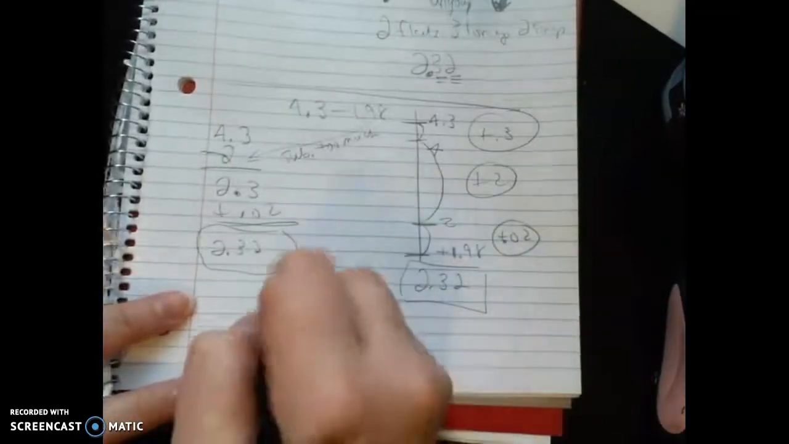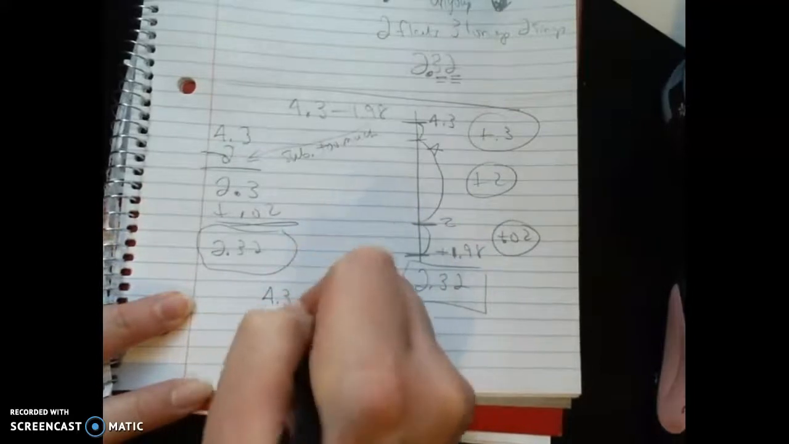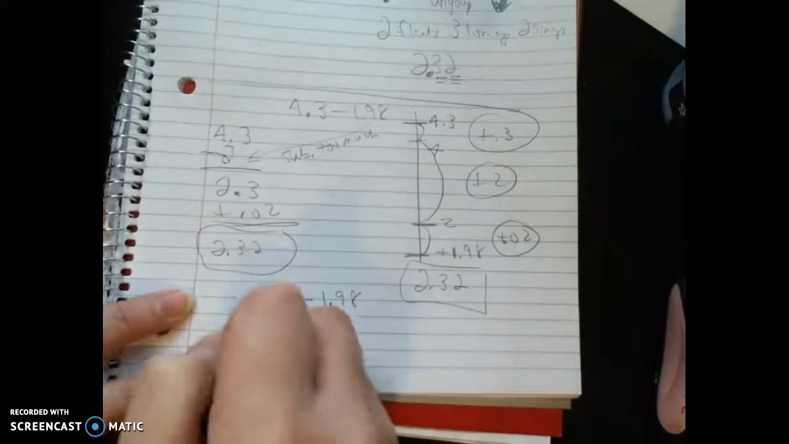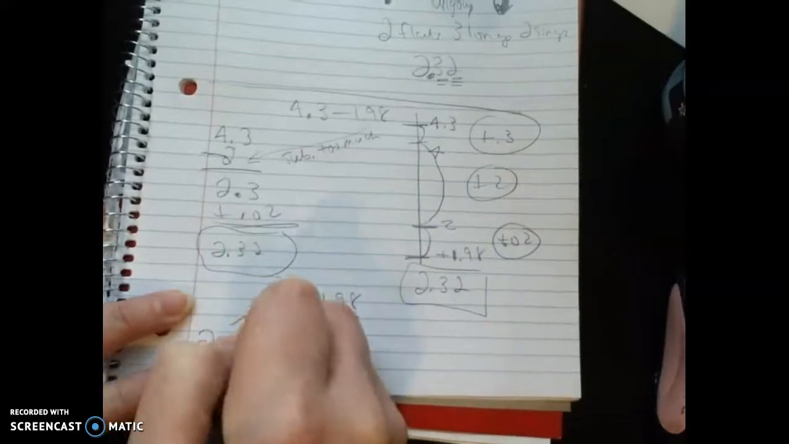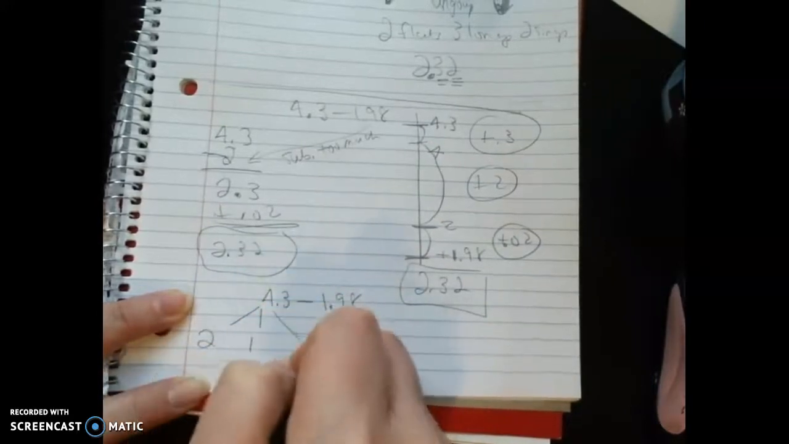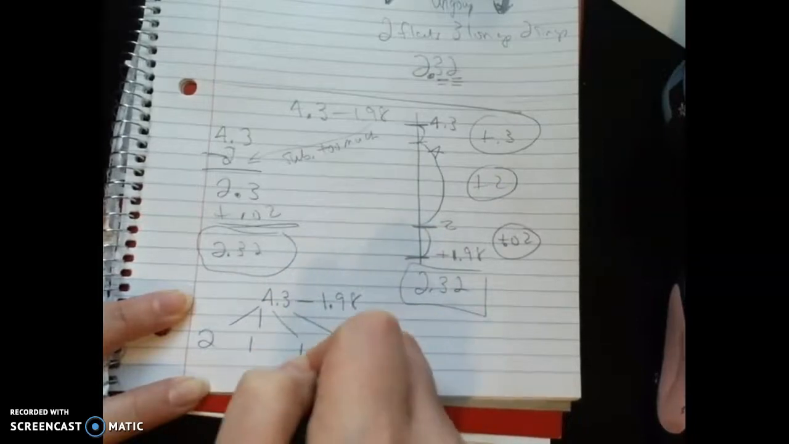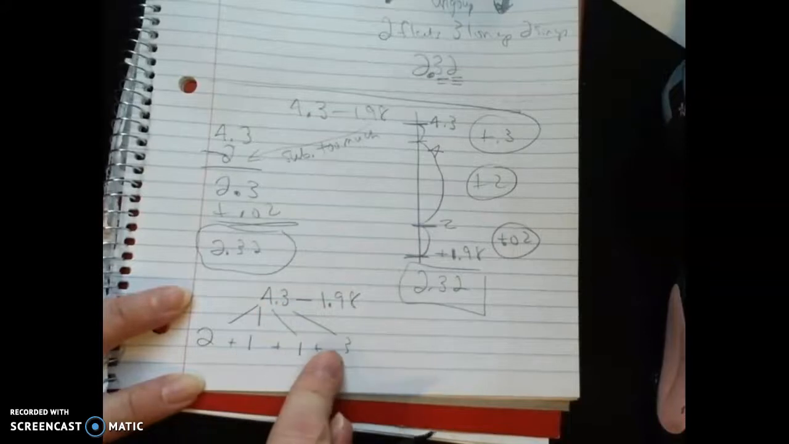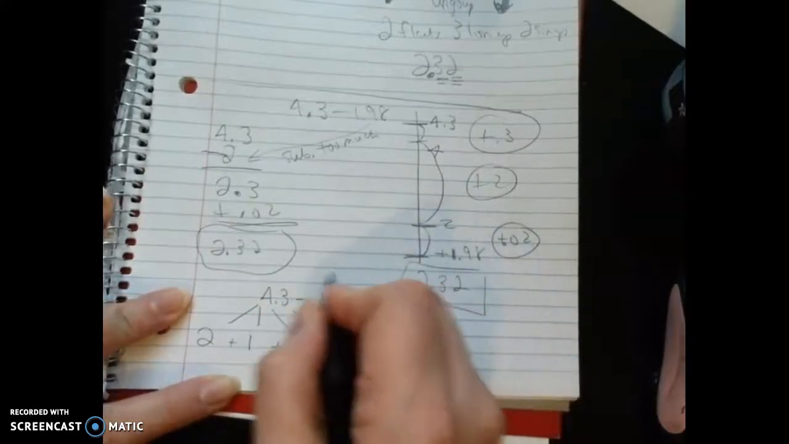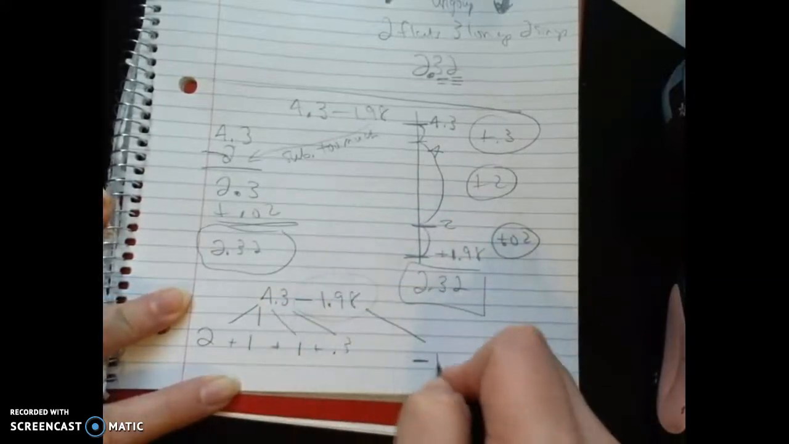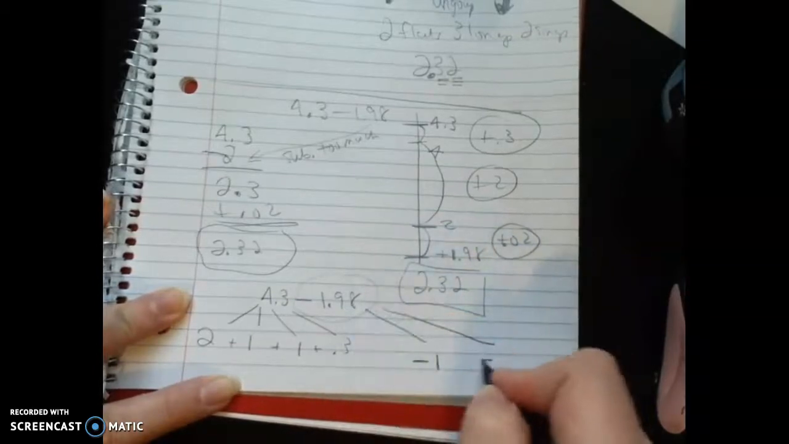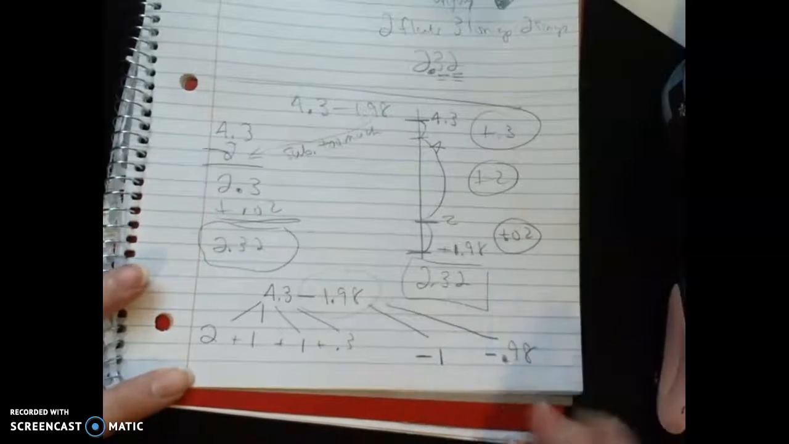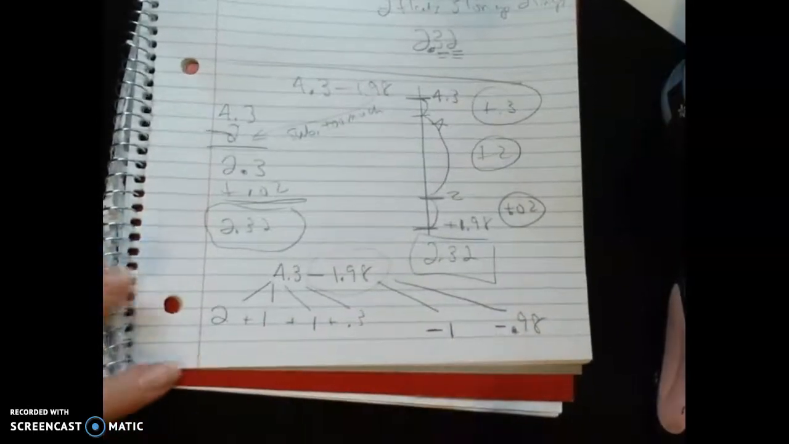Let's see, what else could I do? What about decomposition? Does that help at all? I don't know. Let's see if it does. Actually, I might decompose this into a 2, a 1, another 1, and a 0.3. Is that all right? Because that adds up to 4.3. So I have a 2, a 1, and then 0.3. And then this is all subtraction, so that's all getting taken away. So minus 1 and minus 98 cents? Okay, if you think in terms of money. Again, putting it in context usually does help.